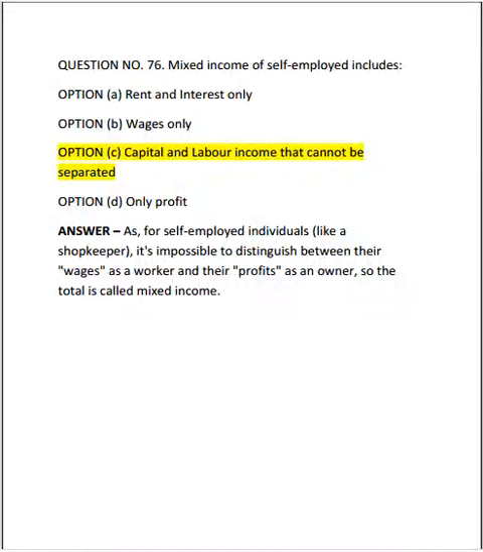Question No. 76. Mixed income of self-employed includes. Option A. Rent and interest only. Option B. Wages only. Option C. Capital and labor income that cannot be separated. Option D. Only profit. Answer. As, for self-employed individuals, like a shopkeeper, it's impossible to distinguish between their wages as a worker and their profits as an owner, so the total is called mixed income.